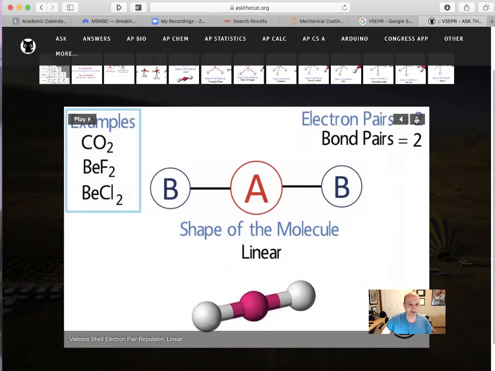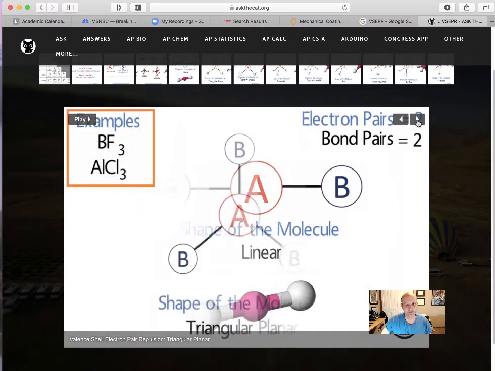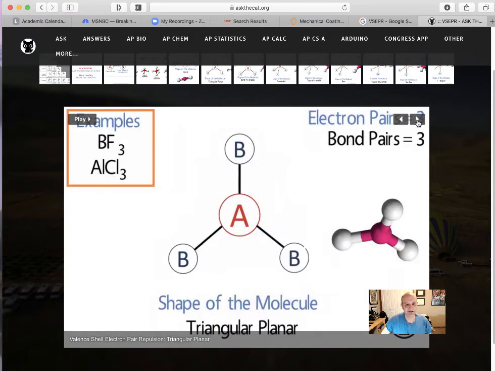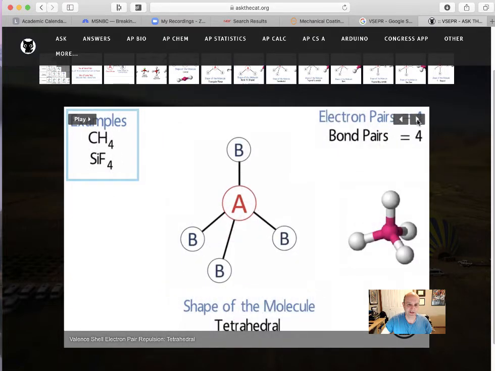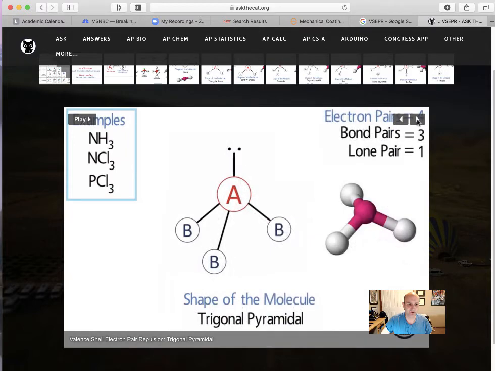So this is CO2, beryllium fluoride, beryllium chloride. These are linear molecules. I'm going to go over these quickly. We're going to do some other examples. You've got BF3, NO2, methane, CH4. You've got ammonia, NH3.